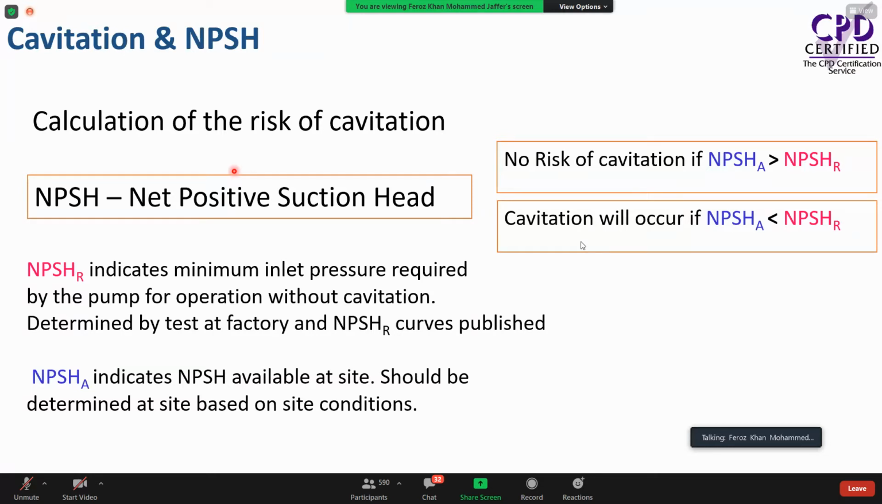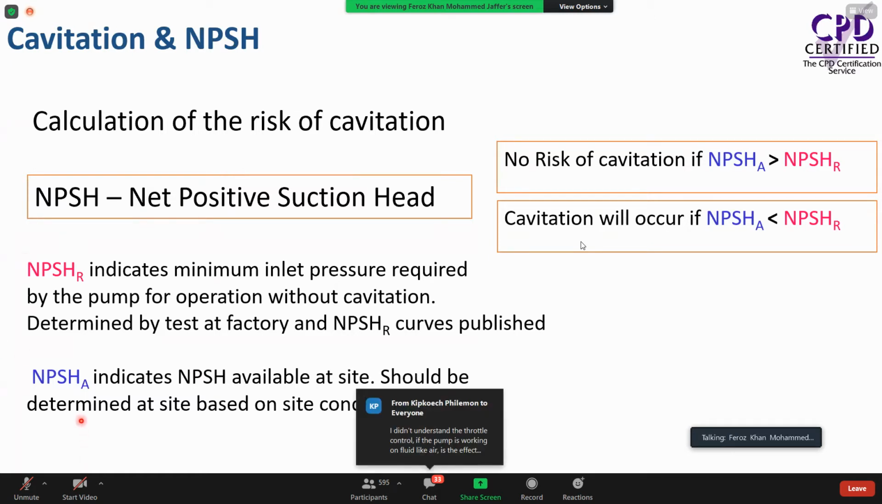In NPSH, we have two terminologies. NPSH is basically net positive suction head. One is NPSHR, which means how much is required by the pump to avoid cavitation. Who will provide this information? The pump manufacturer will provide this information. The second term is NPSHA. A means available. What is available at site? NPSHA will be calculated using a formula.